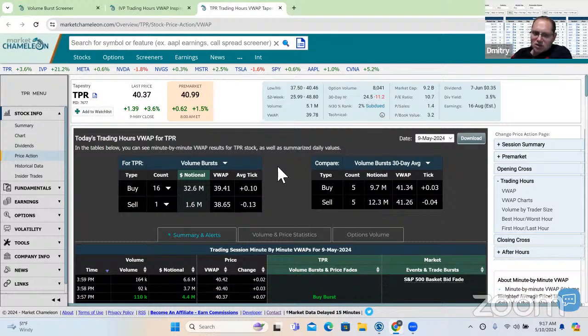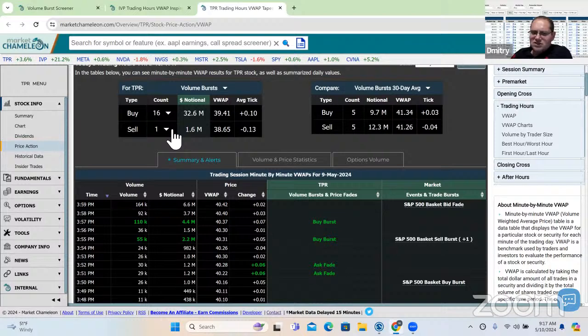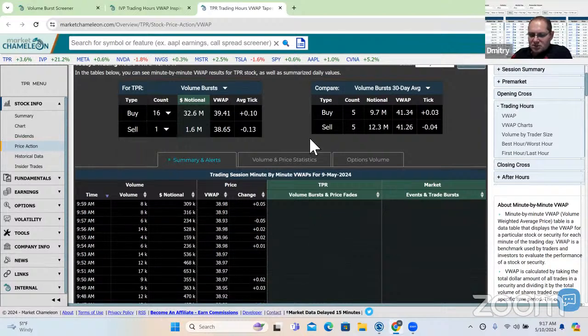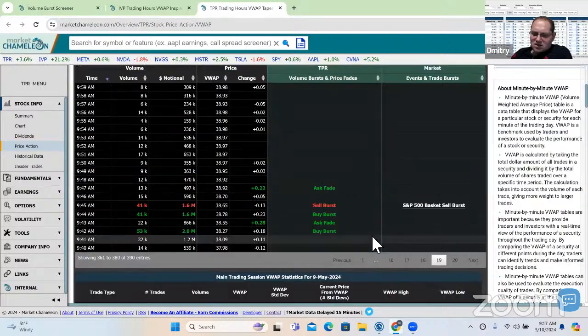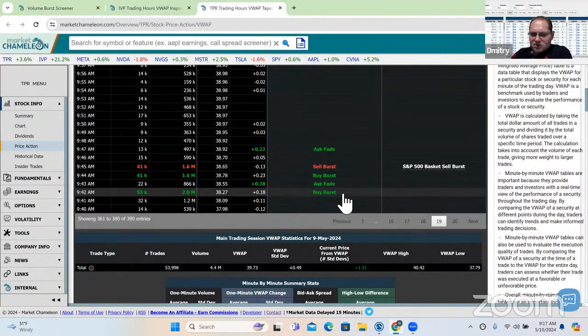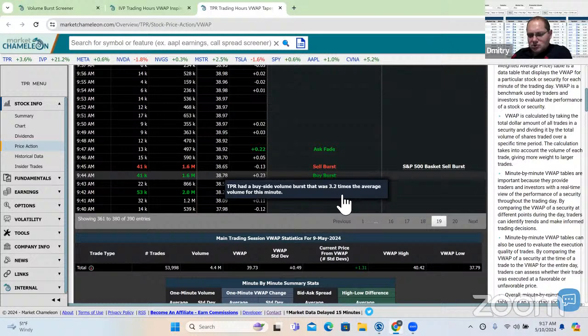So let's take a look at, here's the sell burst over here at 9:45. So I'm going to click on the sell burst first. And you could see here, it followed two buy bursts.